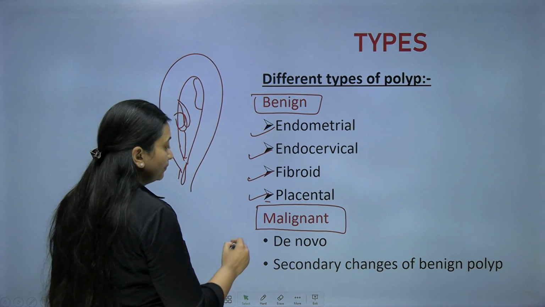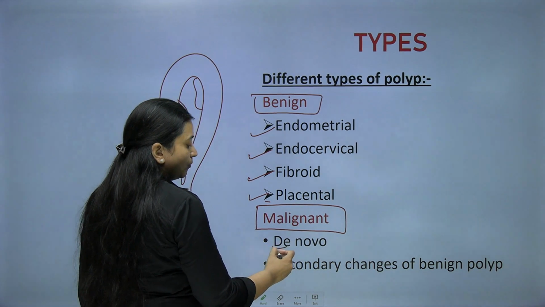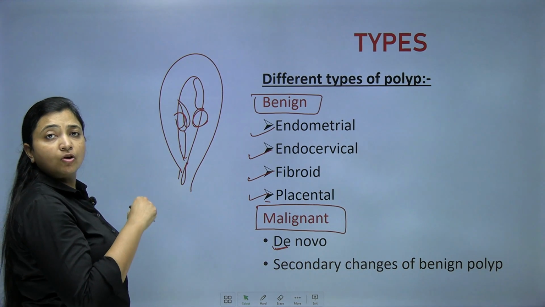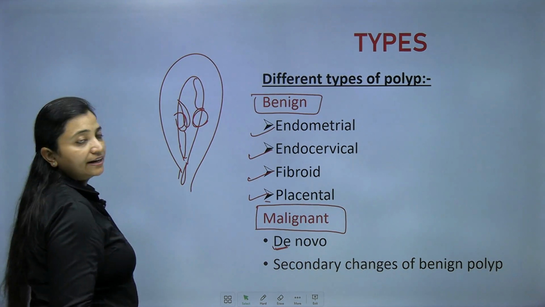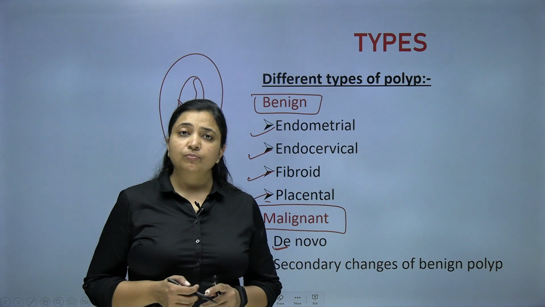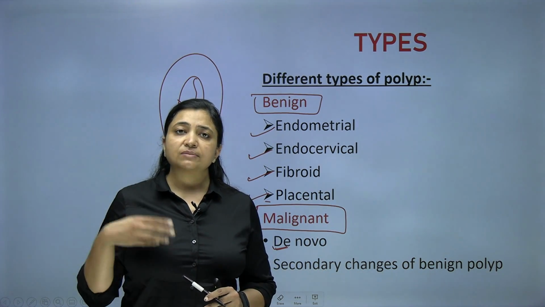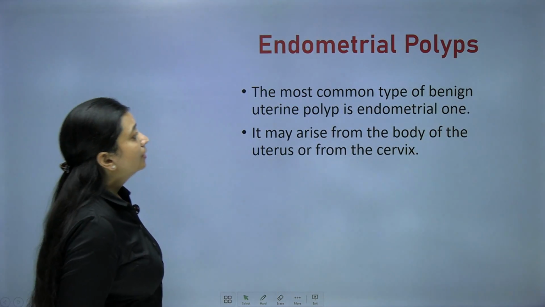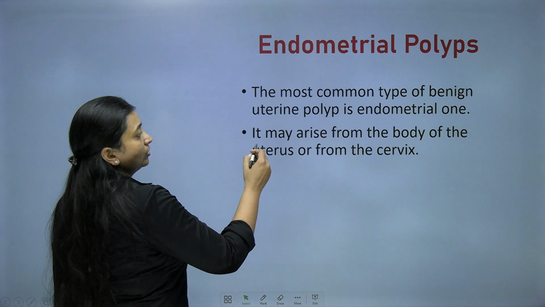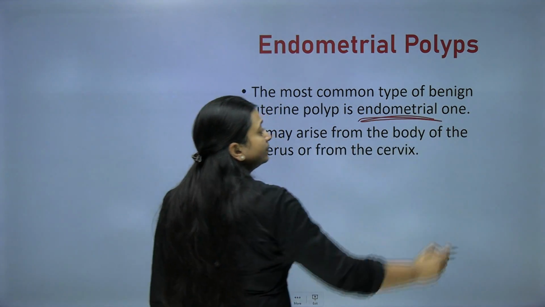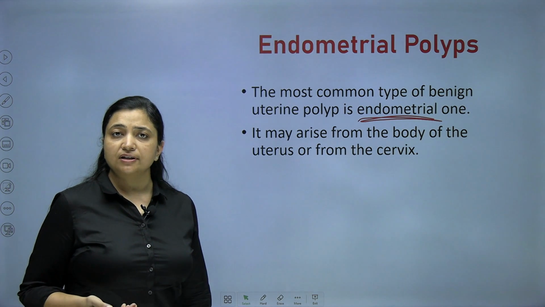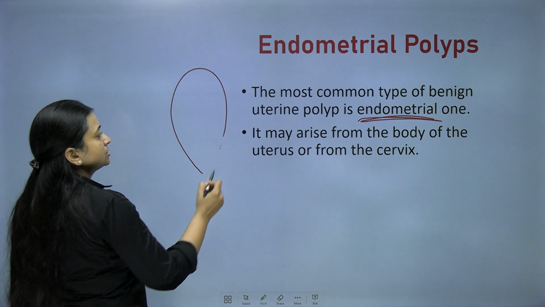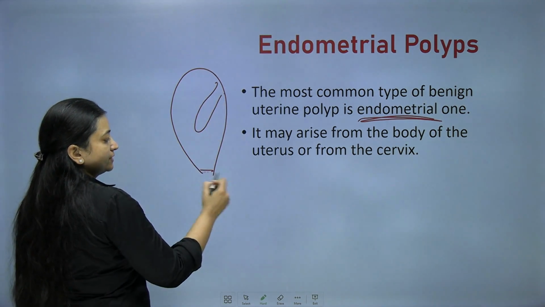Now malignant polyp. Malignant means there is a de novo malignant polyp. That means there was some malignancy originally which took the form of a polyp, but there are secondary changes also. Earlier it was a benign polyp, but with time, with irritation or some other changes, it now becomes malignant. The most common type of benign uterine polyp is the endometrial one. In our clinical practice, the most common polyp which we encounter is arising from the endometrium. It may arise from the body of the uterus or from the cervix itself.